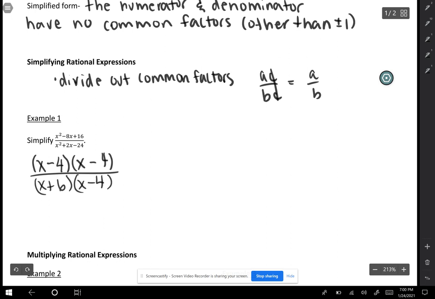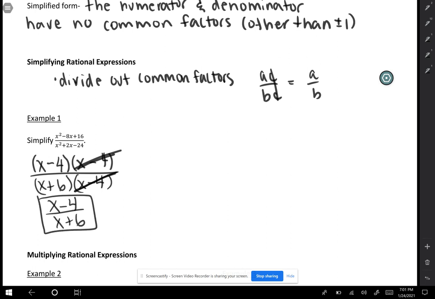Once you factor it, you look for items you can cancel out. Notice x minus 4 and x minus 4 are both on top and bottom, so you'd cancel those out, one x minus 4 on bottom for one on top. This leaves you with x minus 4 over x plus 6. Now here, top and bottom have x in common, but it's with addition and subtraction in between. You can only cancel out if they're factors, which means multiplication. So this is our finalized simplified form.